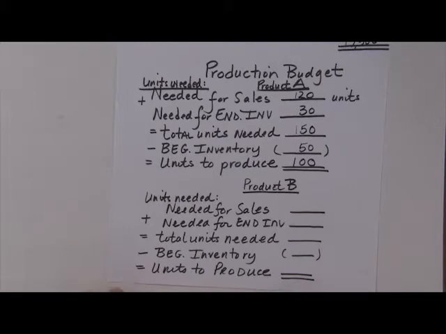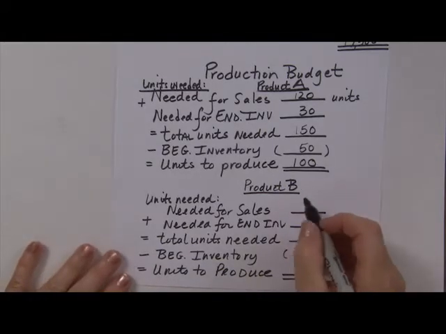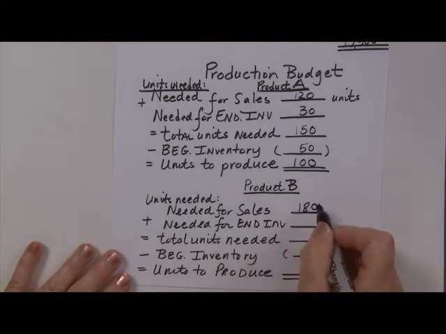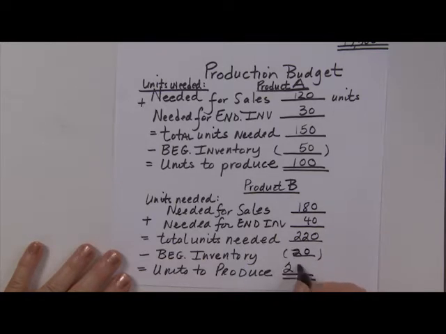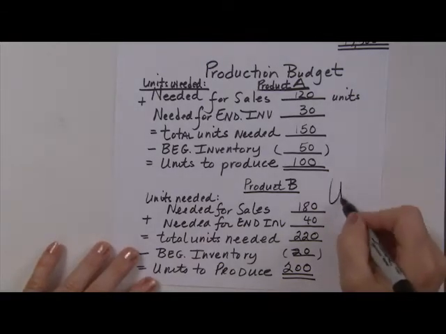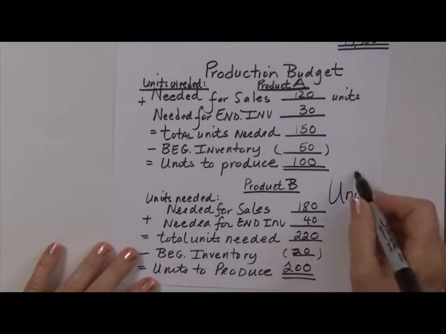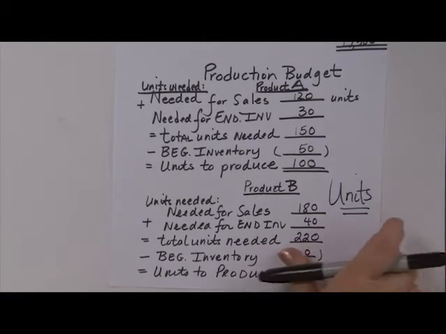For product B, we do exactly the same thing. Think about what units are needed and what you already have. We're going to sell 180. We want to have 40 left over, so we're going to need 220 units, and we already have 20. So we will be producing 200 units. So very important on the production budget to recall that it's always in units of production.